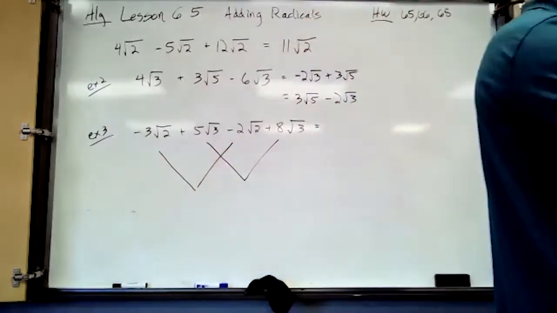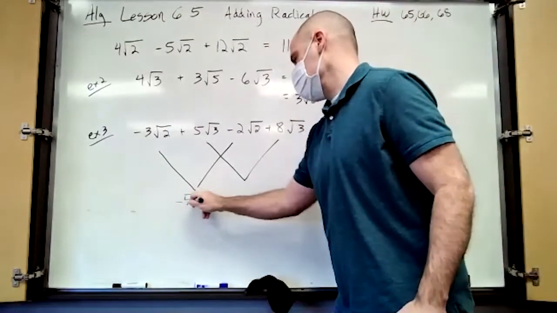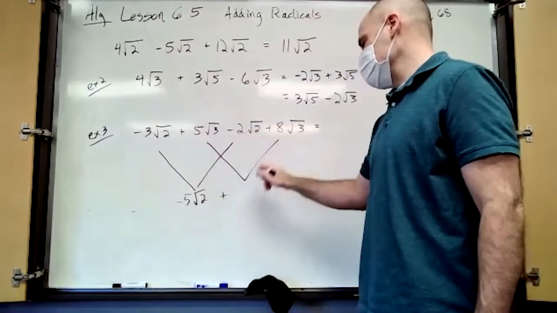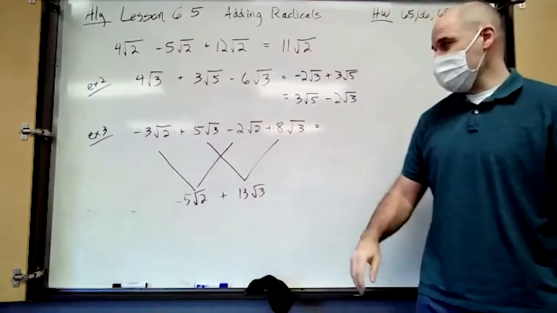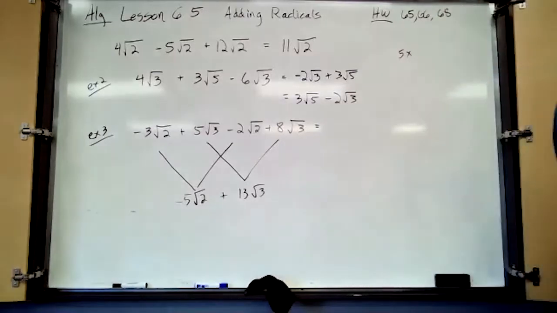What do you got, Eliana? -5 radical 2 plus 13 radical 3. Good job. Okay, so these are just -5 radical 2, and then 5 plus 8 is 13 of those radical 3's. So whenever you have, remember, like 5x, that's just 5 x's. So when you say, I had 5 hamburgers, that means it was 5 times hamburger, okay? So whenever you have a number in front of a word or a letter, that's just multiplication.